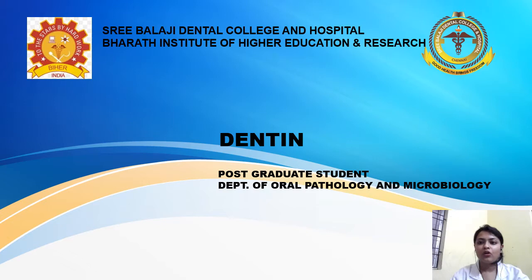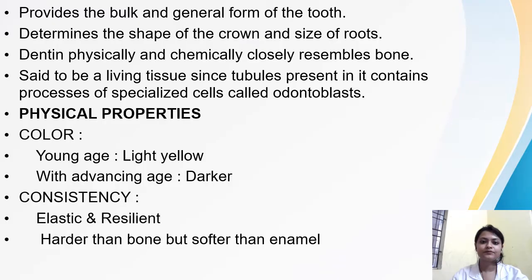Now, we know dentin is the mineralized structure of the tooth after enamel. But what is dentin, and what are its characteristics and details? We'll learn that in this presentation. It provides the bulk and general form of the tooth. It determines the shape of the crown and size of the roots. Dentin physically and chemically closely resembles bone.